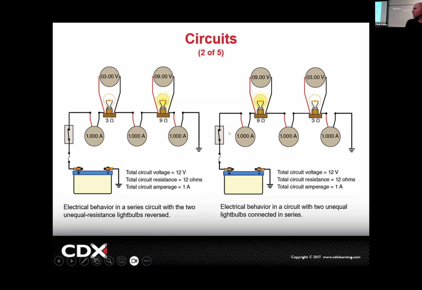Okay, so we had 12 volts. We know we have 1 amp. And we can therefore determine that we have 12 ohms. And we could have done that by just looking at 9 plus 3 is 12. Well, the first sibling is going to take the 9, not because it's in a different spot, but because it has 9 ohms. And the second sibling is going to get 3 because it has 3 ohms. And that's just the way it's going to be.